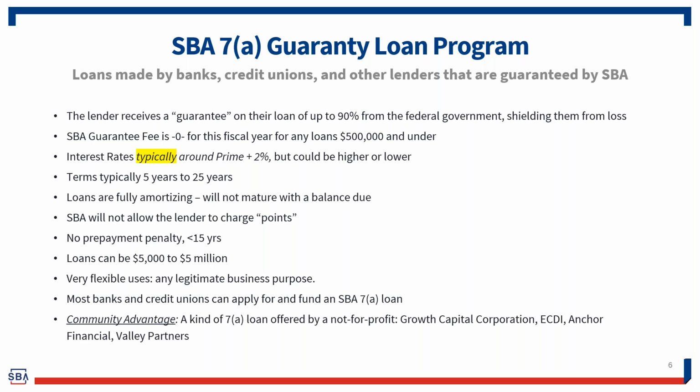But some examples of companies that are offering Community Advantage 7A loans include Growth Capital Corporation in Cleveland, ECDI, the microlender I mentioned earlier in Columbus, Anchor Financial, the certified development company in Perrysburg, Valley Partners, the certified development company in the Youngstown area. Those are some of, but certainly not all of the Community Advantage lenders that we have operating in the state of Ohio. And if someone is uncomfortable with the bank environment, or if they're having trouble getting an approval from the bank environment, but you still think the deal has legs, sometimes a referral to Community Advantage, to a not-for-profit development focused firm, might be a good way to get them access to capital.